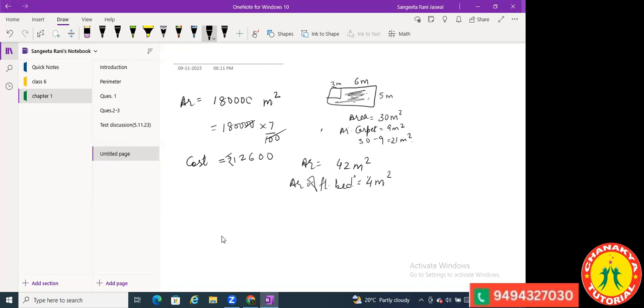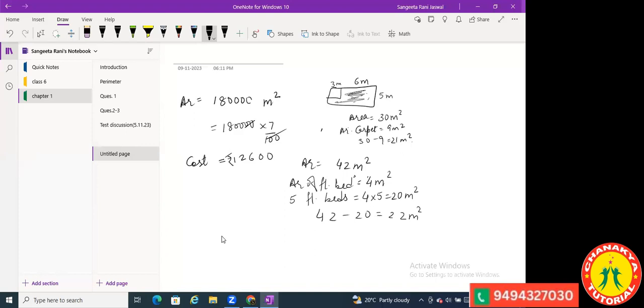Now there are 5 flower beds. So area of all the 5 flower beds will be 4 into 5, that is 20 meters square. And what are they asking in the question? What is the area of the remaining part of the land? So how much part is left out without flower beds? So that will be 42 minus 20 meters square, which is equal to 22 meters square. Got it? Everyone understood?